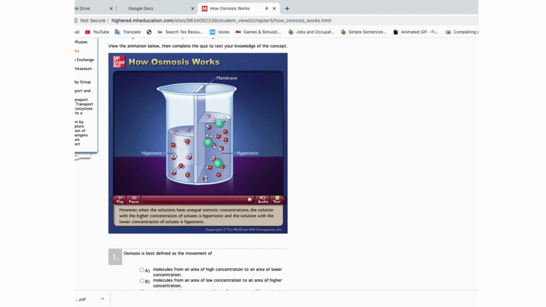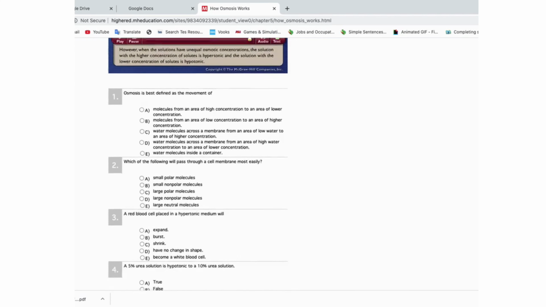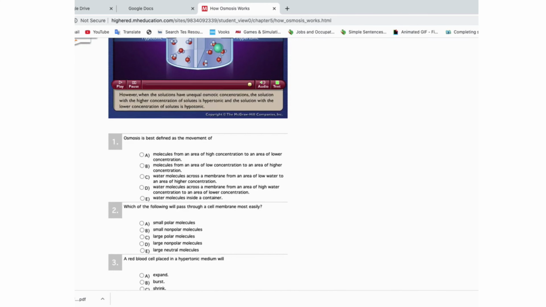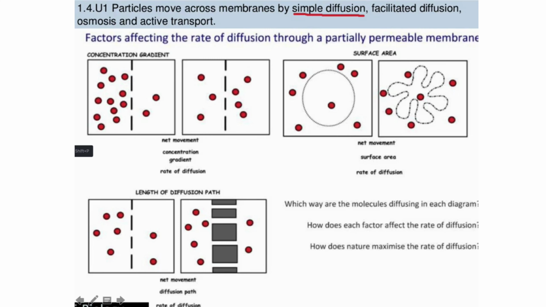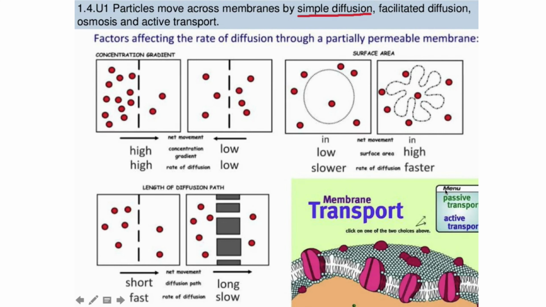So, okay, this is how osmosis works, and there are questions that you are going to answer. Now, let's get to the other part of our lesson. Particles move across membranes by simple diffusion, facilitated diffusion, osmosis, or active transport. We're going to learn only simple diffusion today, as you see here.